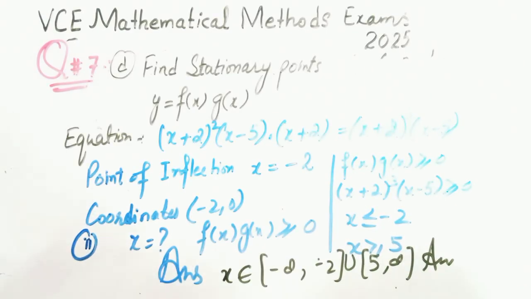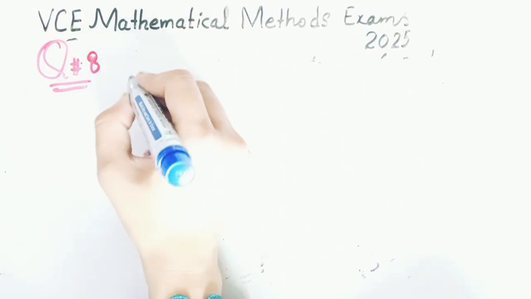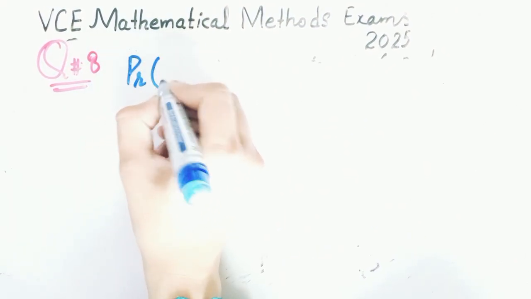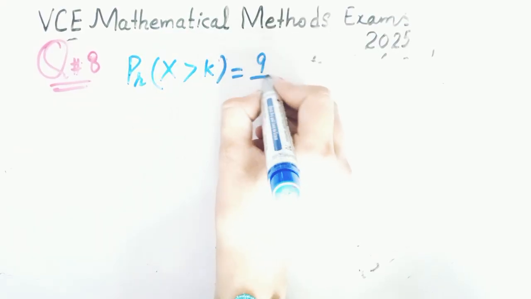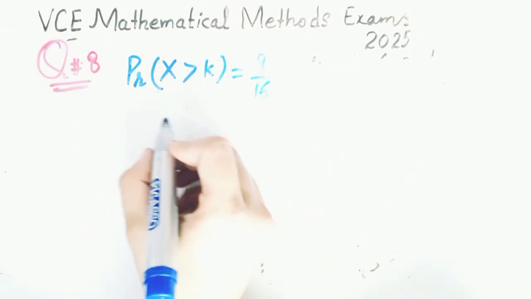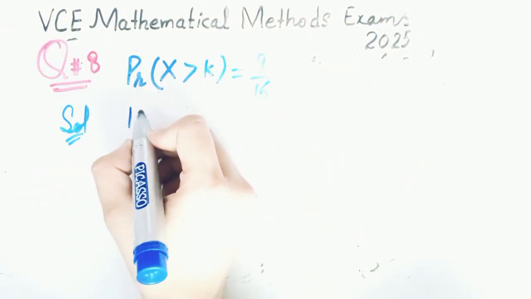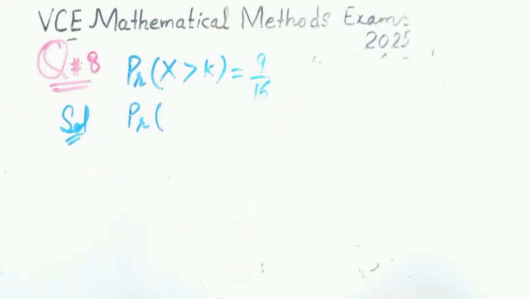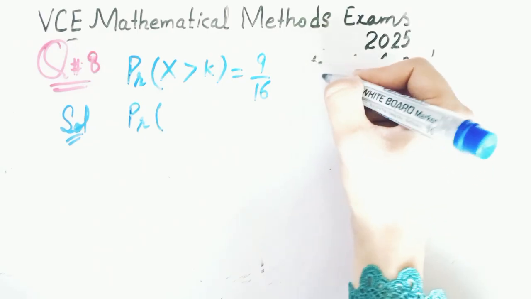Now we will solve the last question, question number 8. Question number 8 is probability of x greater than k equals 9/16. First of all, you have to set up the equation. And he said in the question you have to find the k. Value of k you have to find out.